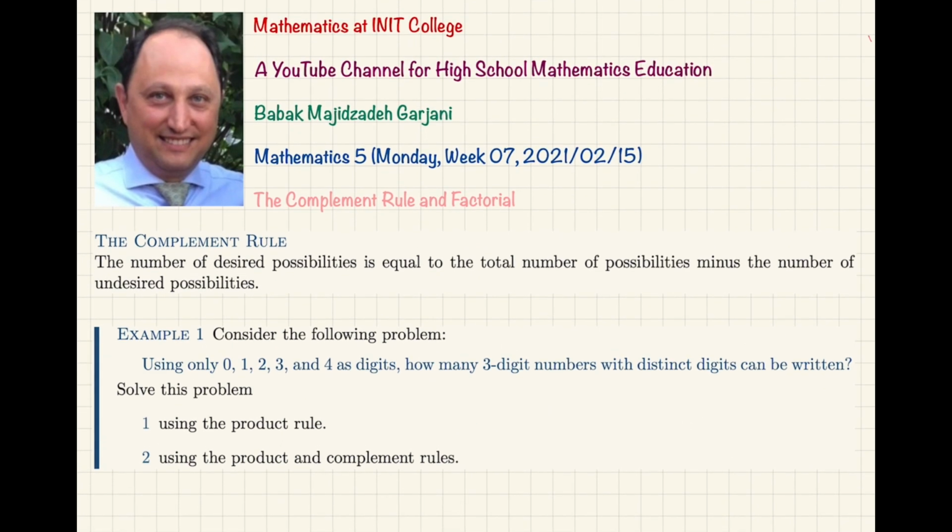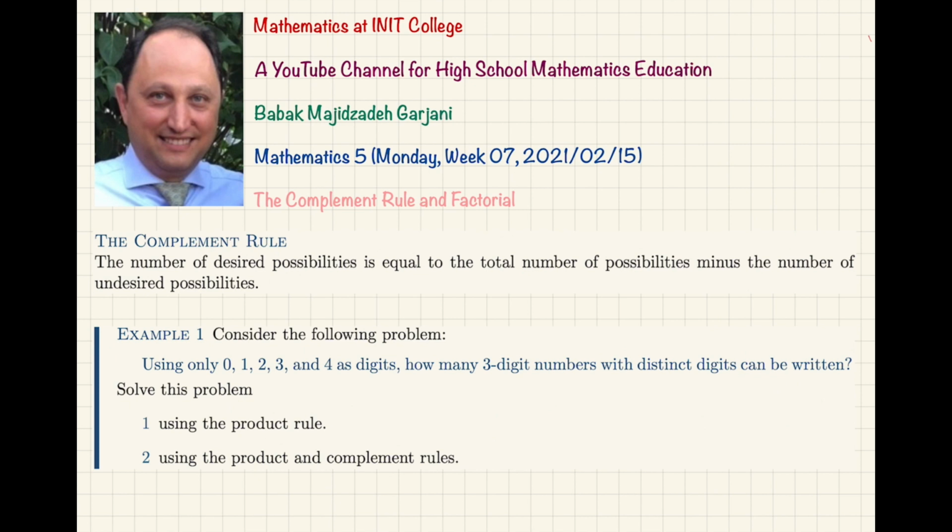So there is another rule. It's called the complement rule in combinatorics, and this is something so trivial that you already know about it, but let me mention it here again because it is sometimes useful to think in this way. And then I will introduce a new notation or symbol called the factorial of a non-negative integer.